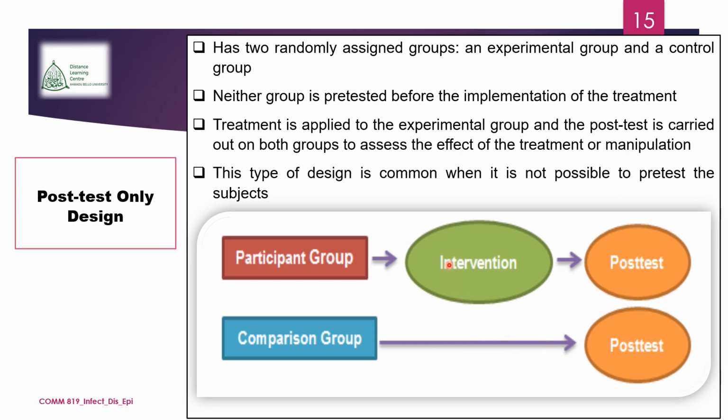Okay, so you now follow up your subjects, then you collect your parameters. That is post-test. Then for the comparison group that you didn't give intervention, you also collect the same parameters, then you compare. Okay, so this is a post-test and intervention.